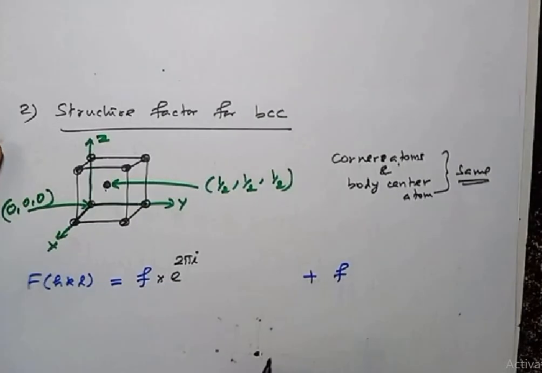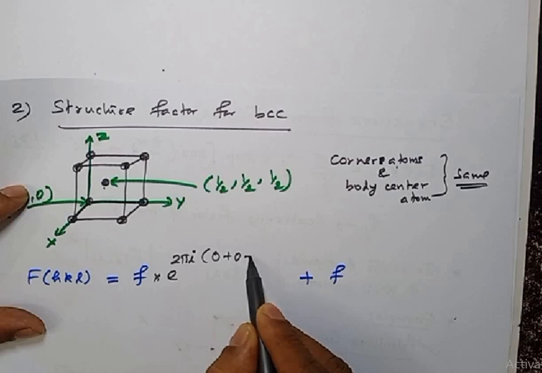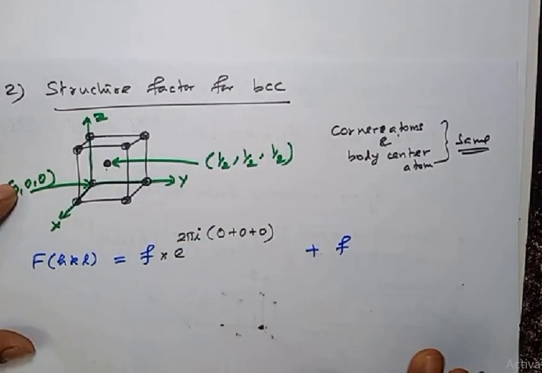So what we get is, listen, let me write once, then I'll simplify this in the next step. First I'll write 0, 0, 0.